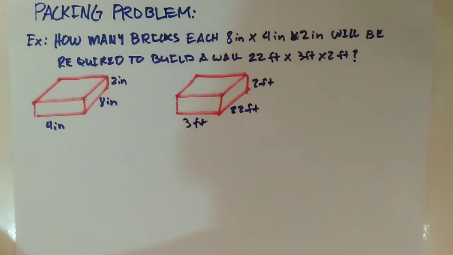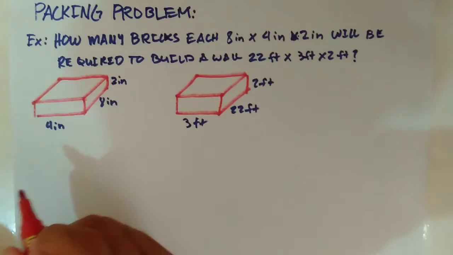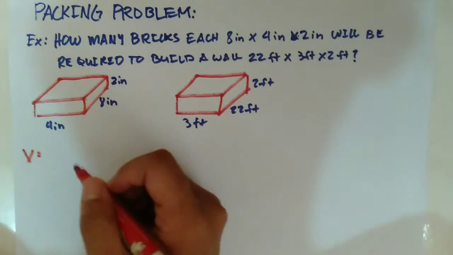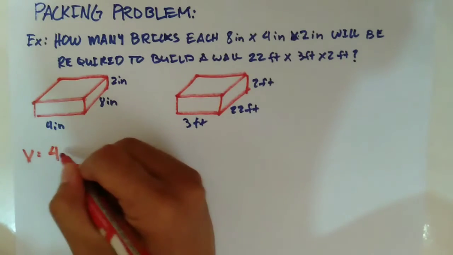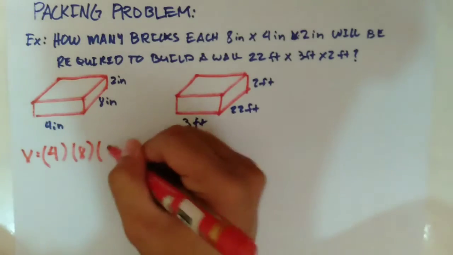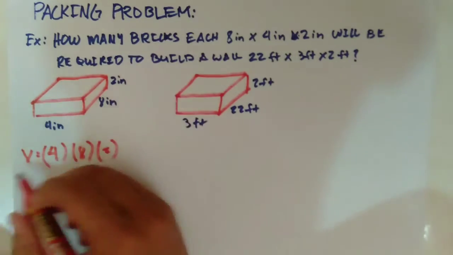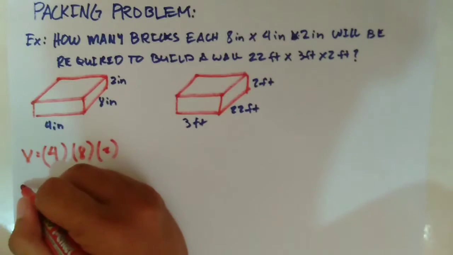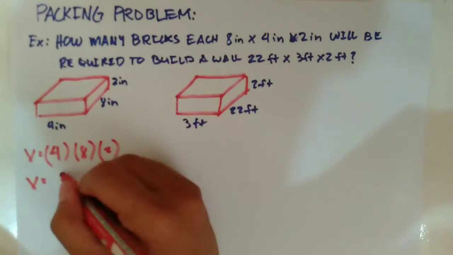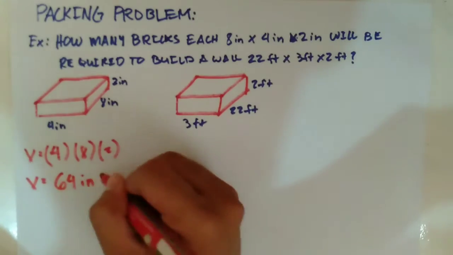So first, we need to identify the volume of the bricks. So V is equal to 4 times 8 times 2 inches. These are all inches. So the volume of the bricks is 64 cubic inches.